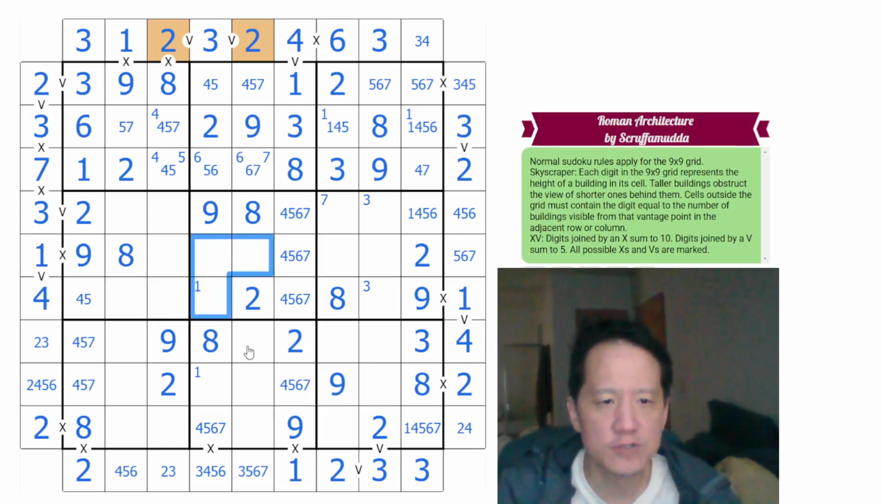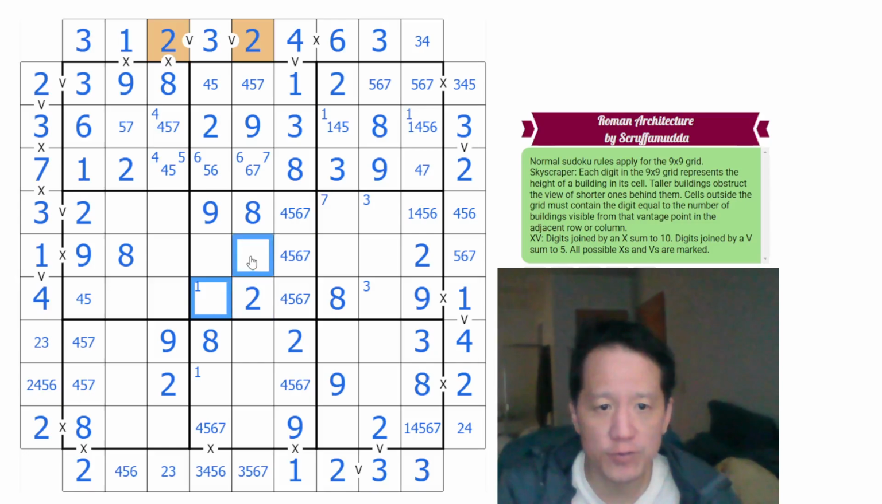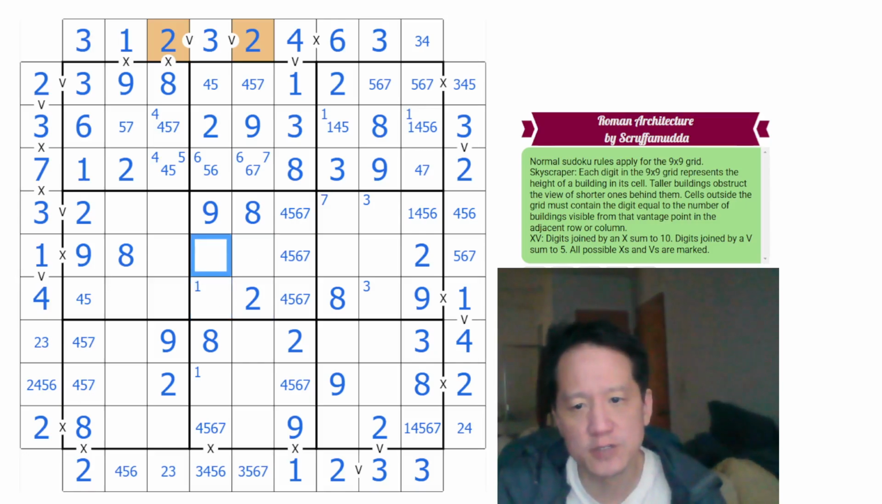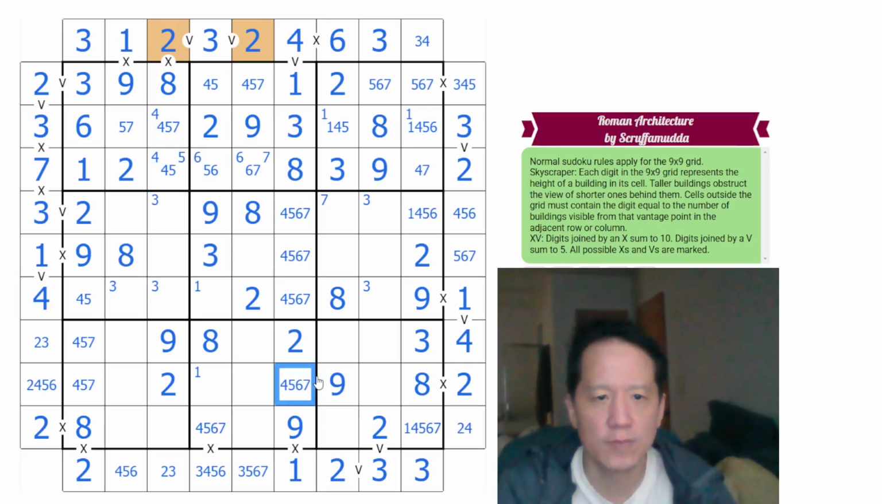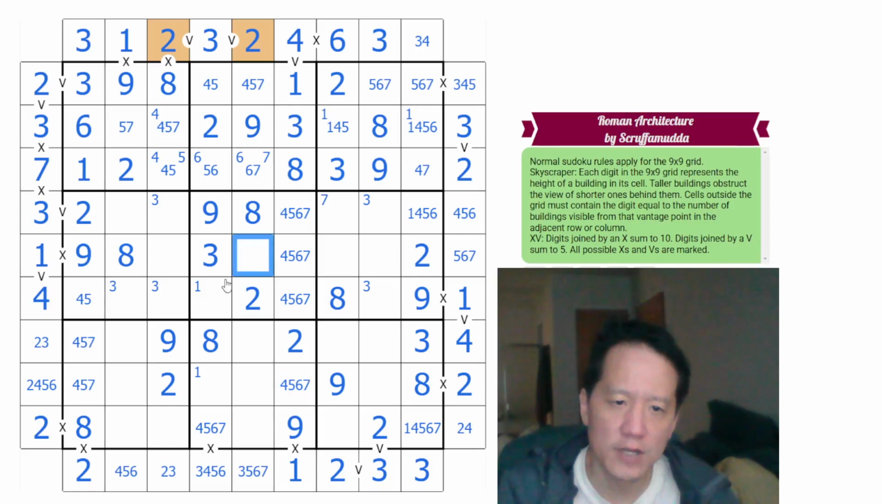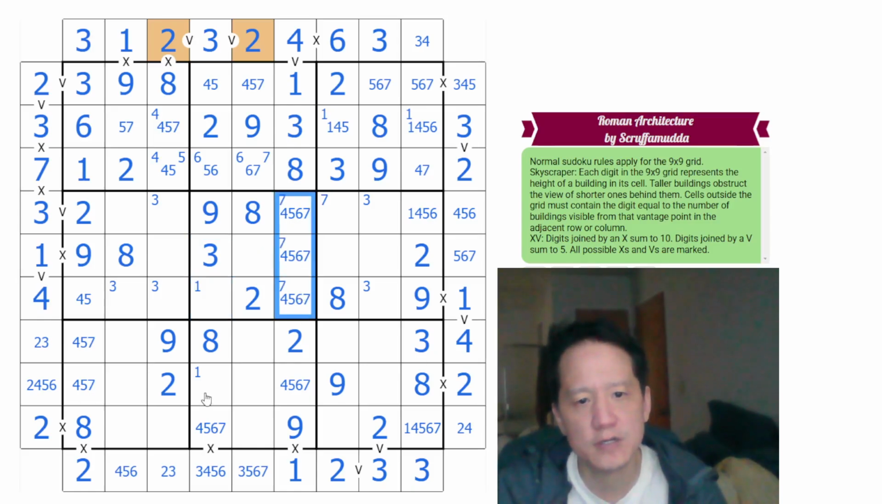Three is one of these 3. That doesn't really tell us much. Oh, wait, no. 3 can't be next to the 2, so this has to be the 3. 3 can't be next to the 2 here, so 3 has to be one of these 3. 7 cannot be either of these because it would add up to 10. So 7 has to be one of these 3, which means this can't be a 7.